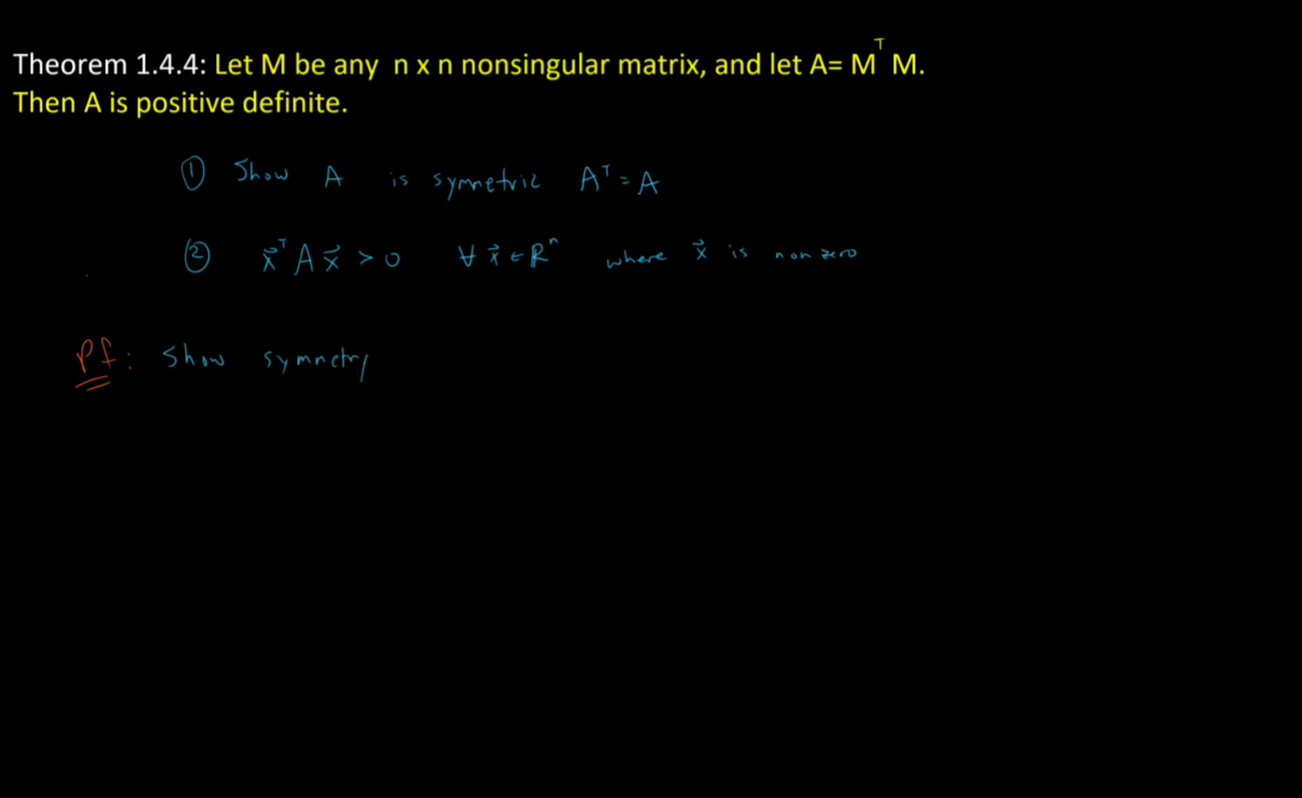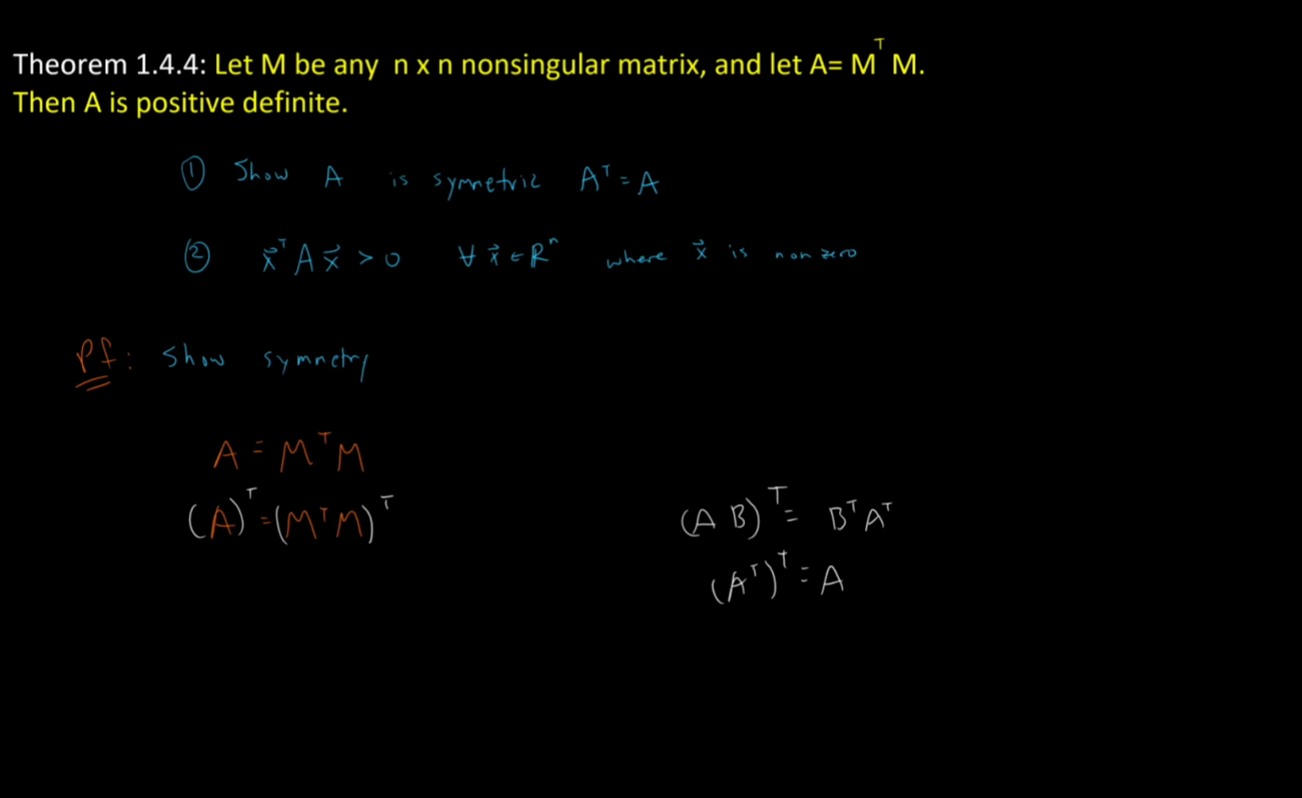We'll start off with A. What is A equal to? A is equal to M transpose M. Now what we can do is take the transpose of both sides. So we have A is equal to M transpose M, and we transpose both sides. Here we're going to use this property of transpose: (AB) transpose is equal to B transpose A transpose. You switch them around and transpose them. We're also going to use the property that (A transpose) transpose is equal to just A.